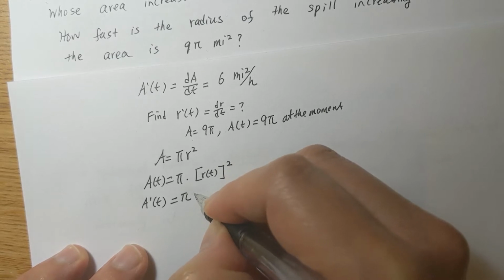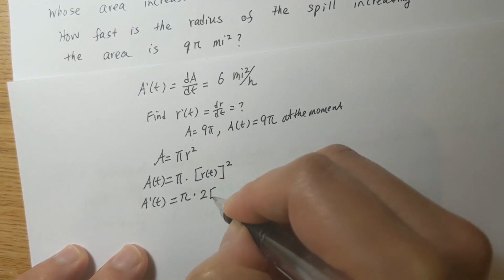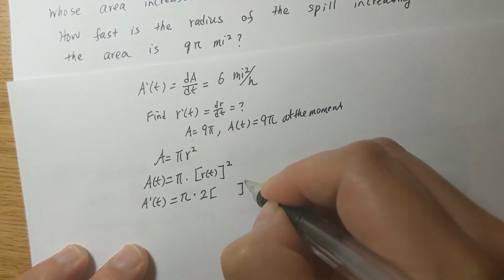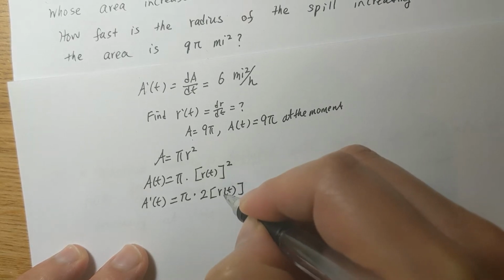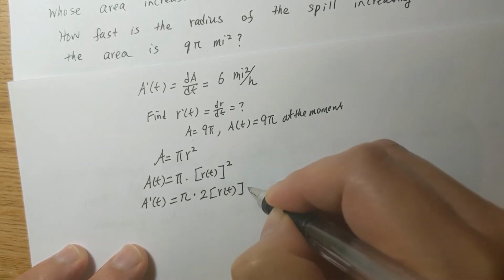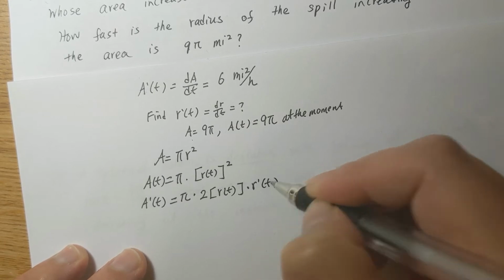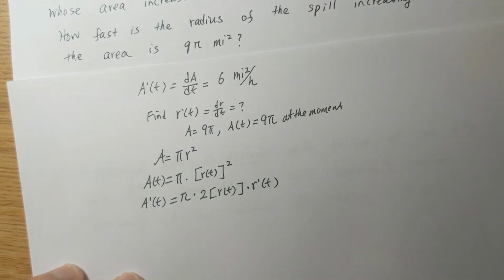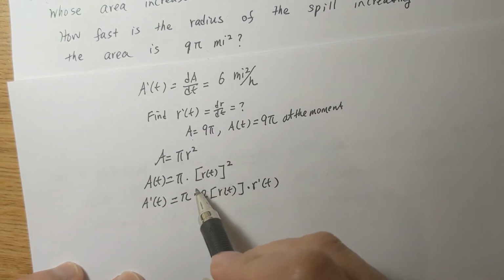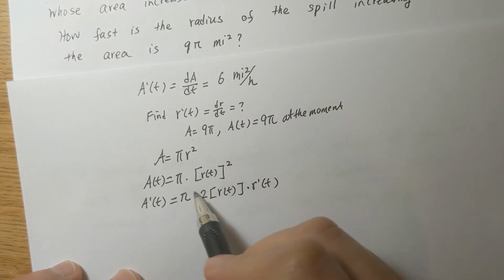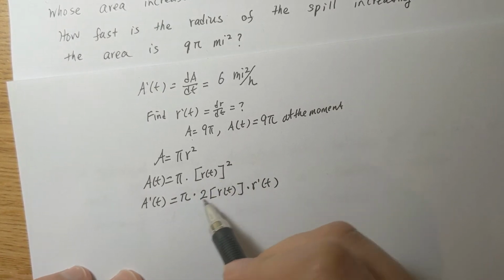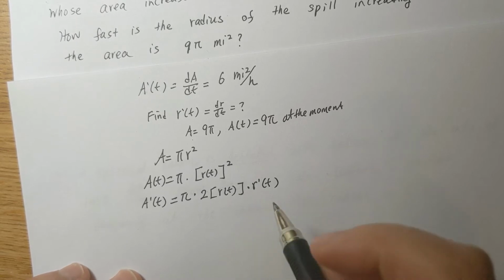Numbers stay the same. And then you have the 2 going to the front. And then this subtract 1 becomes 1. I'm not going to write it. And then you have R of t. So the derivative will be R prime of t. So here we just use the chain rule. We already reviewed the chain rule for quite a while, so therefore I believe this is going to be easy for you.